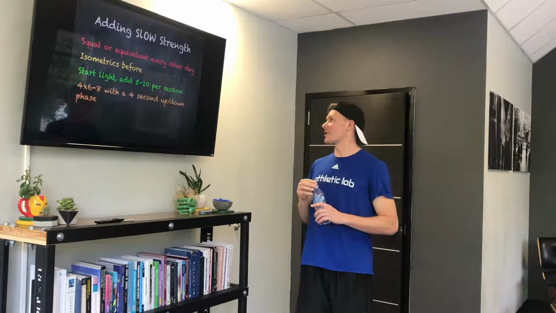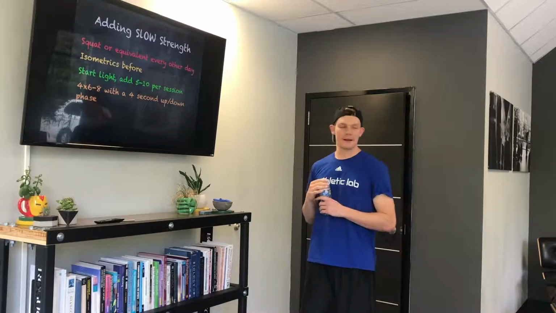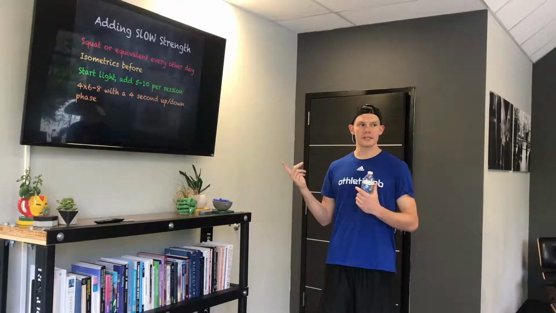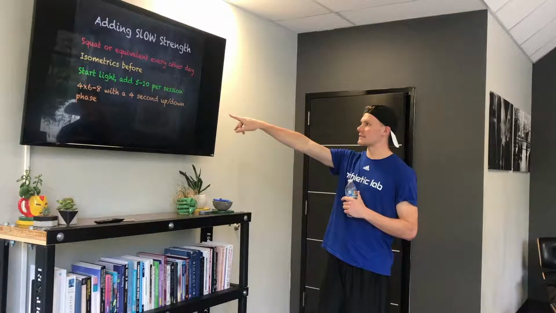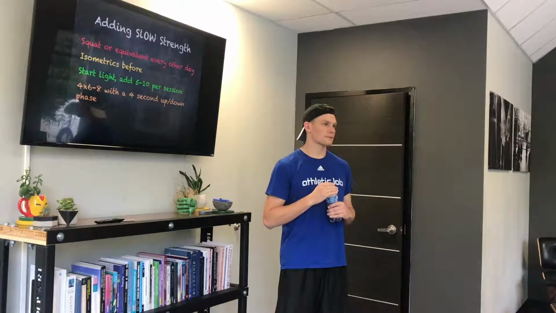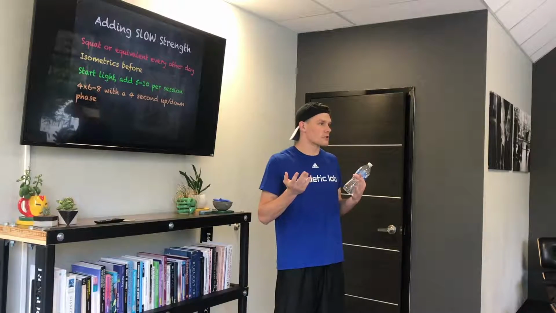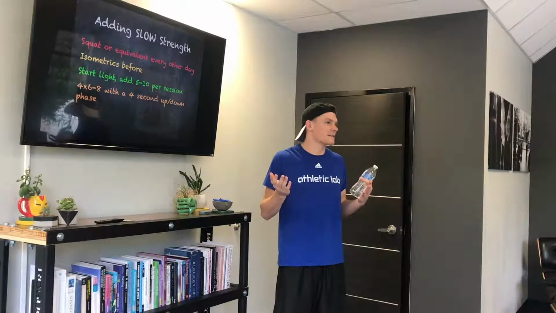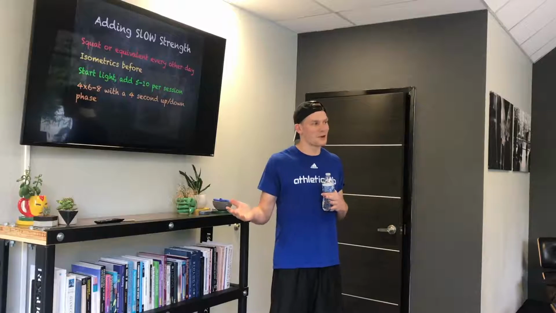All right, so we're starting light and we're adding 5 to 10 pounds per session. All right, when do we start adding in, like I said, 4 by 6 to 8 with a 4-second up down phase, when do we start adding in other stuff? Like what's the prerequisite strength you need to be at? Strong. What are you doing? Are you jumping? Because that's going to be really intense. So you should probably be pretty strong before you start adding jumping back in.